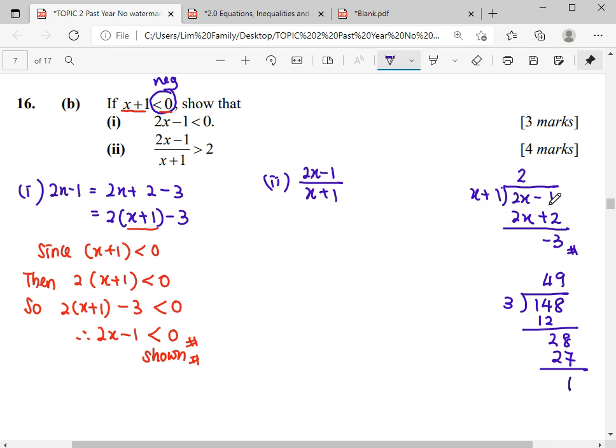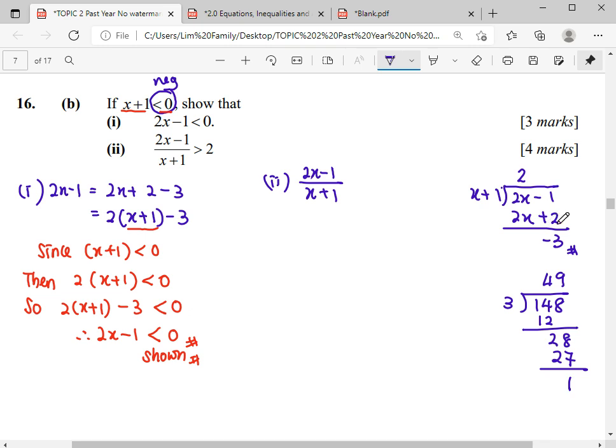So it is the same concept. When 2x minus 1 is going to be divided by x plus 1, we find the nearest multiplication to get 2x, so I put 2 here. 2 times x, we get 2x. 2 times 1, we get positive 2. After the multiplication, we find the balance, so we minus. 2x minus 2x is 0.